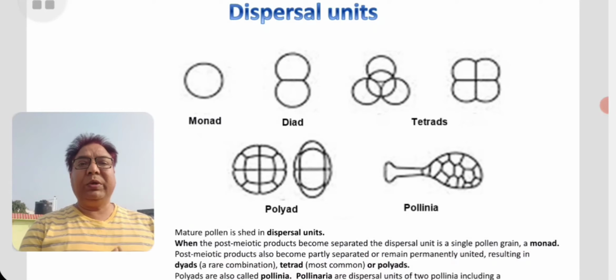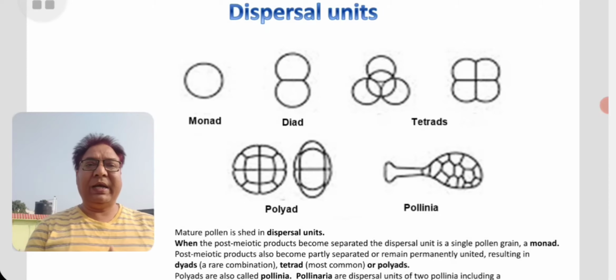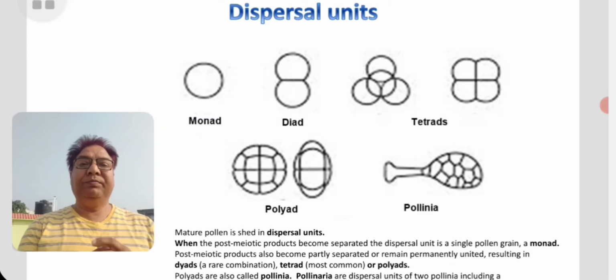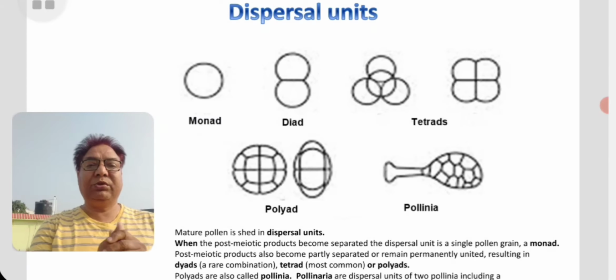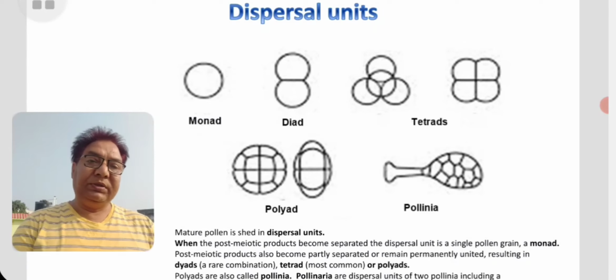If the cells stick together and do not get separated, they will be transferred together, and that gives rise to the tetrad, polyad or dyad kind of dispersal units. But mostly the spores get separated, they become unicellular, and then dispersal occurs, which is called monad. That is the most common dispersal unit.